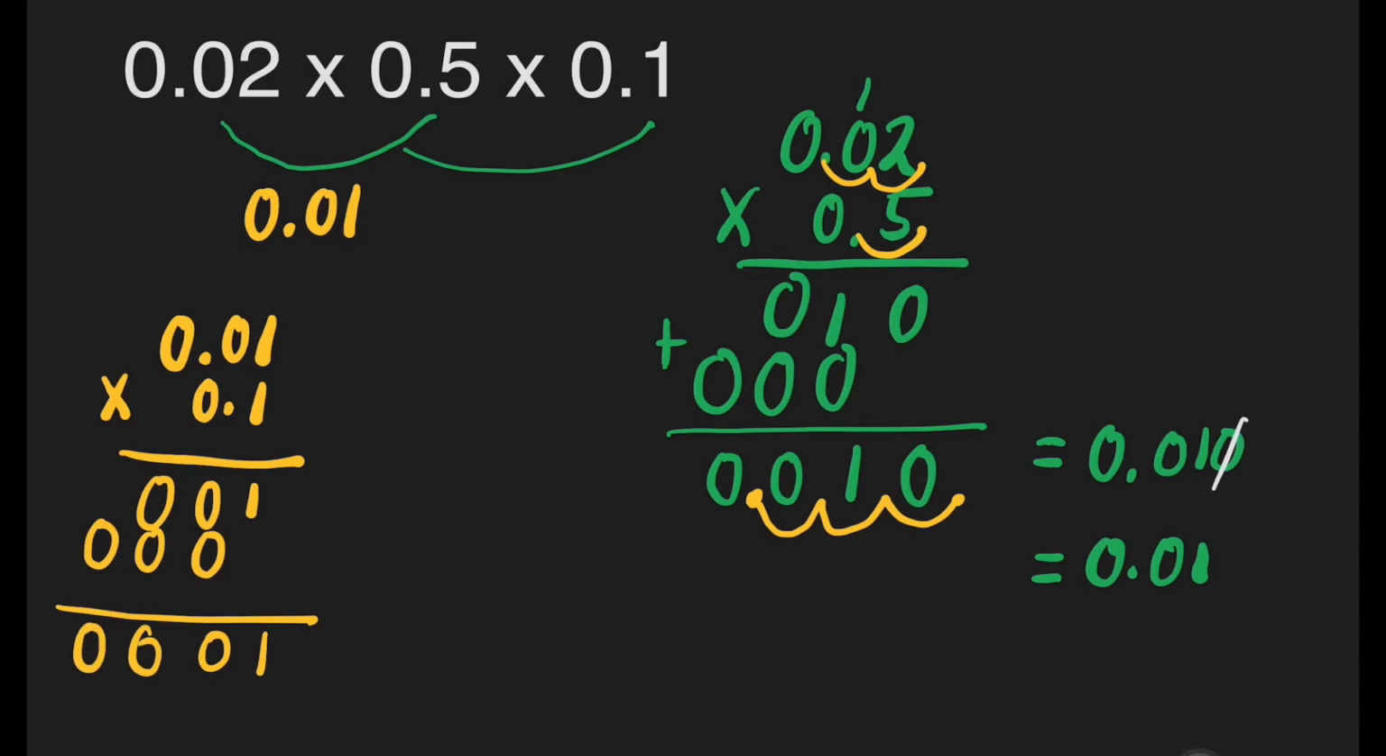Let's count how many decimal places we have in our factors. That's 1, 2, 3. We need to have also 3 decimal places in our product. From here, that's 1, 2, 3. It means our answer is 0.001.